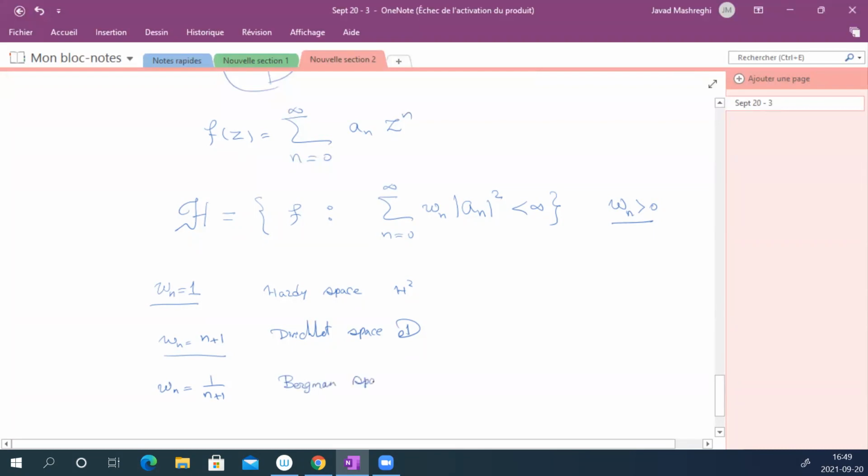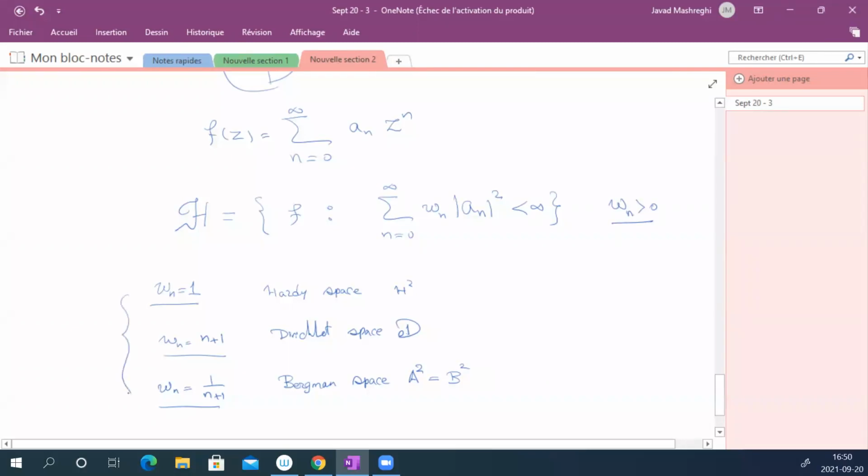Bergman space. And in fact, the space with which the whole theory of RKHS started. In most books they write A2, but sometimes they write B2 for the Bergman space. Whatever the notation is, these are our main concerns.